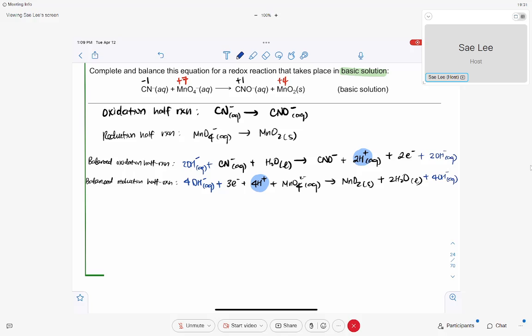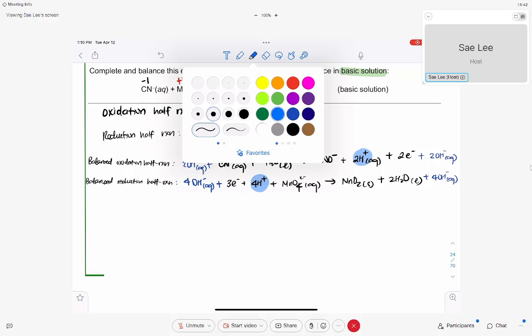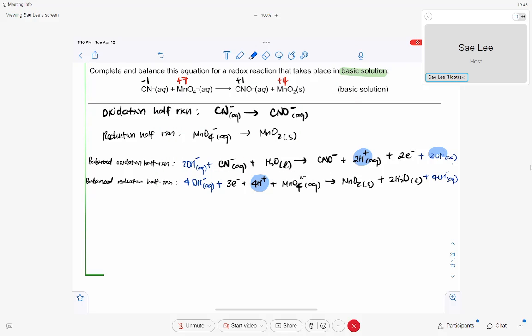Then the next step is writing out the neutralized outcome between proton and hydroxide. This proton and this hydroxide will create 2 water. This proton and this hydroxide will create 4 water molecules.